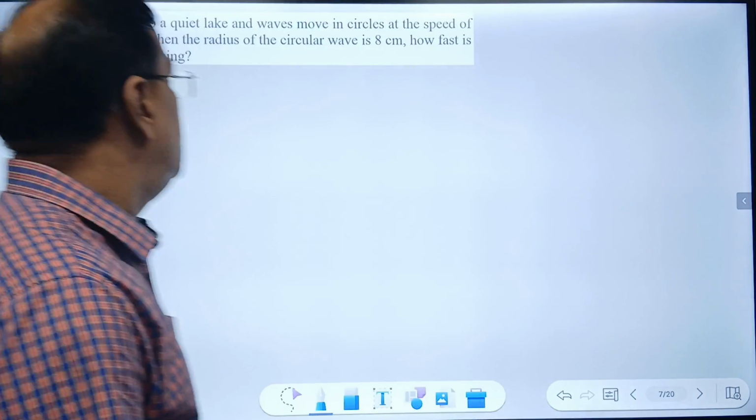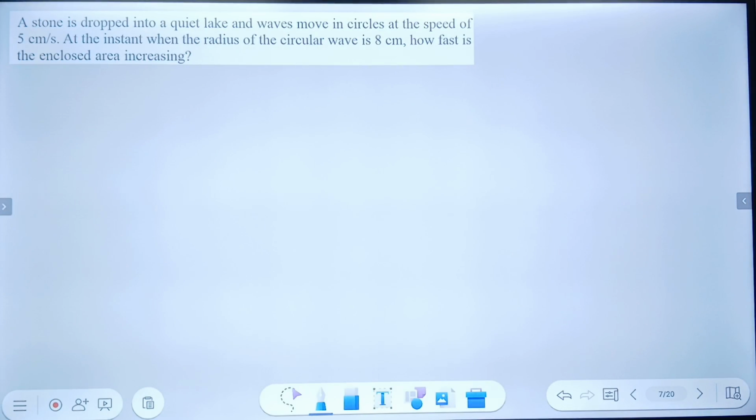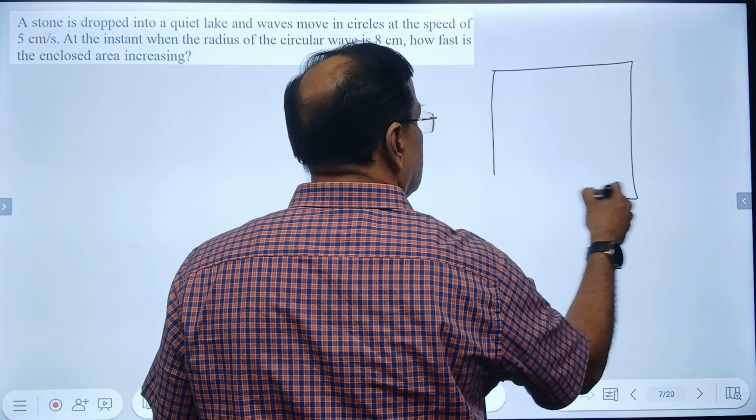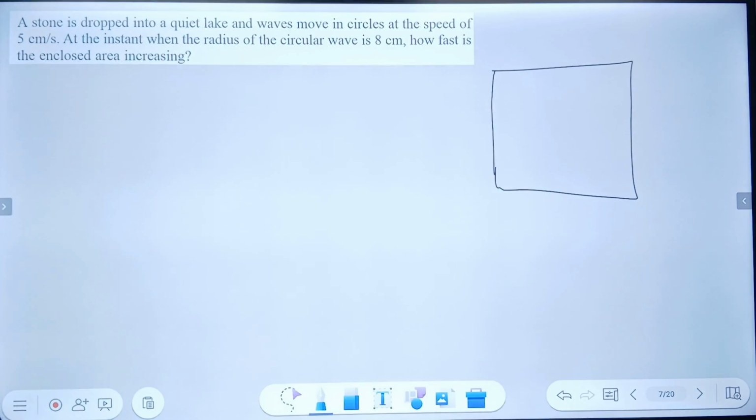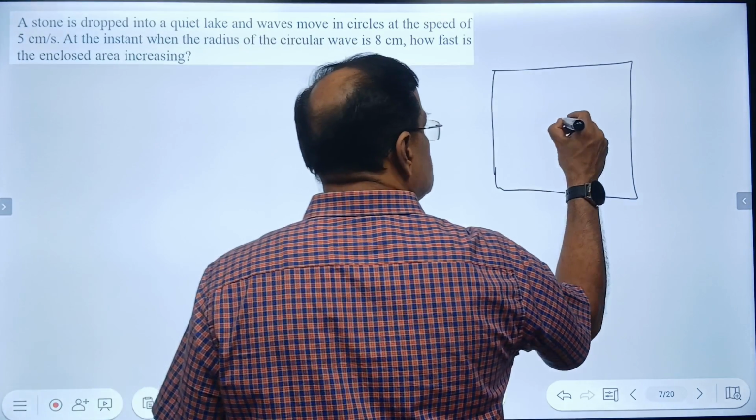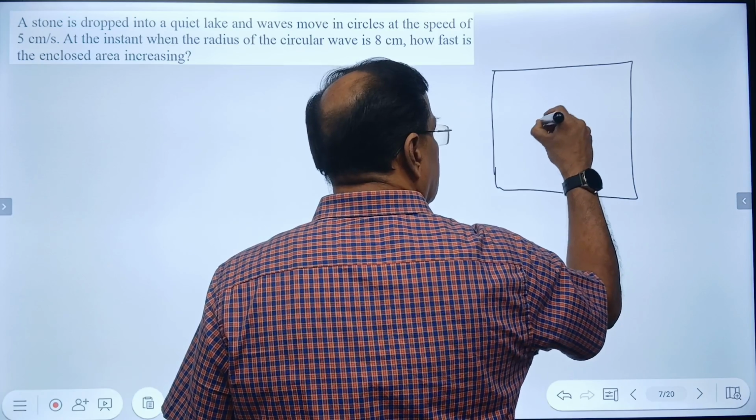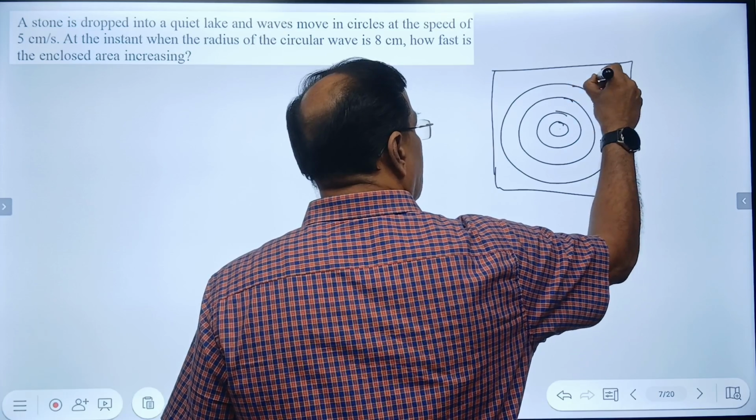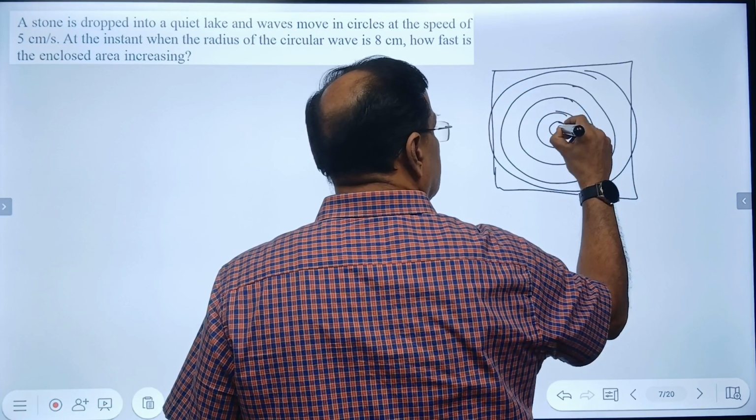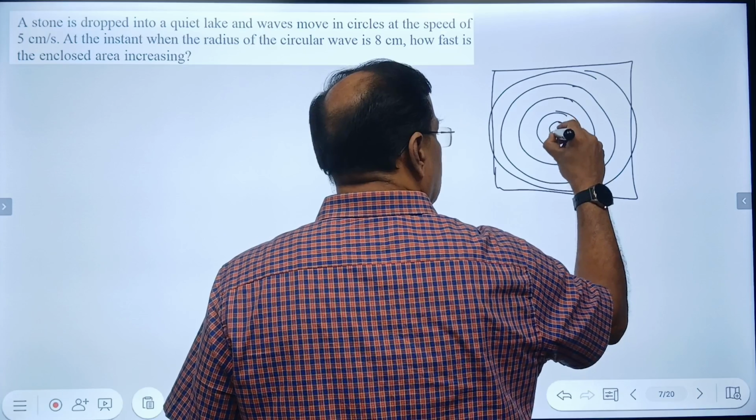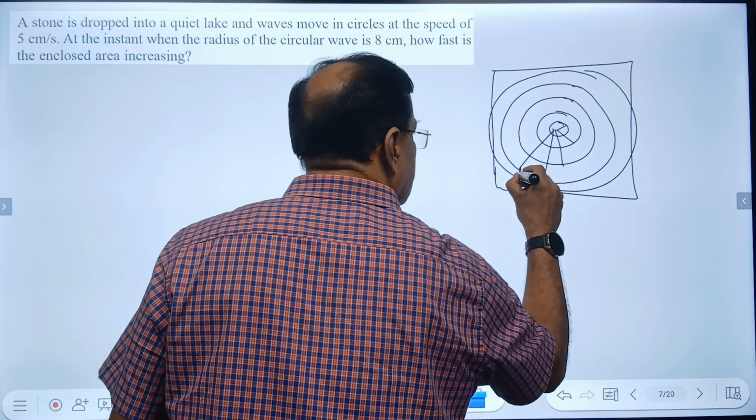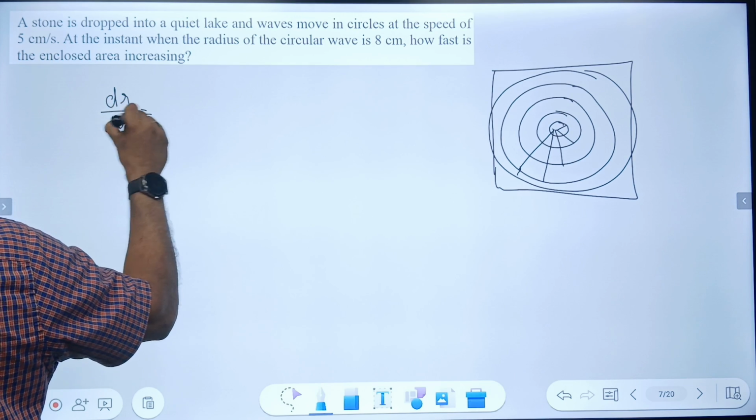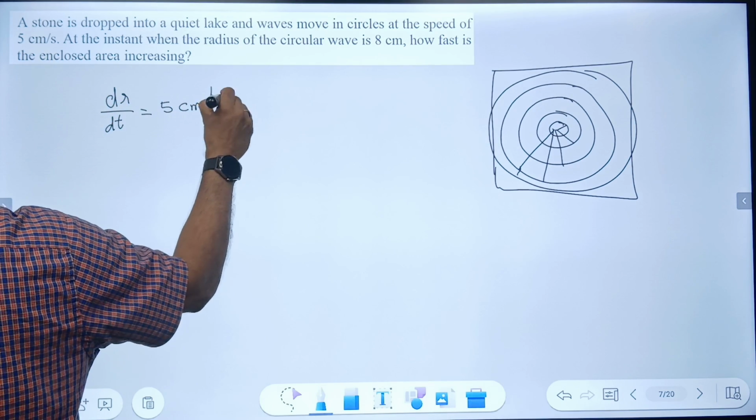Okay. Now, a stone is dropped into a quiet lake. Let us say this is a lake, for example. A stone is dropped into a quiet lake, and the waves move in circles. So, when I drop a stone here, this is the wave. The ripples keep moving. The ripples are in the form of a circle, right? So, the radius is changing. At what speed is it changing? It is very clearly given. The radius is changing at the rate of 5 centimeter per second.